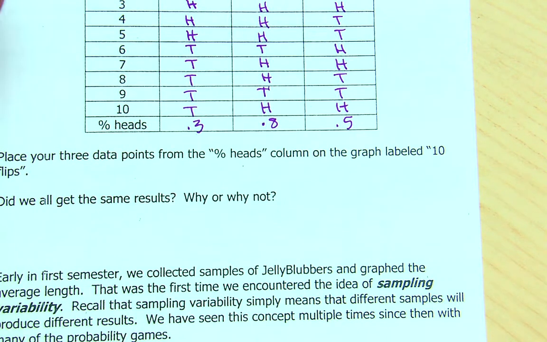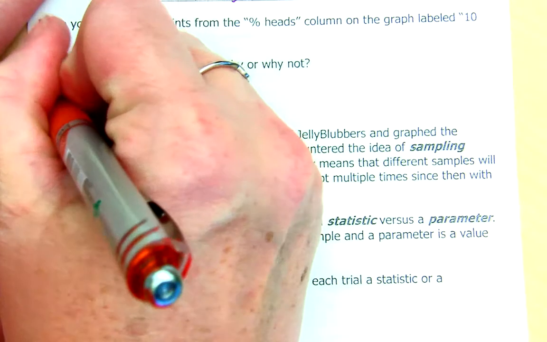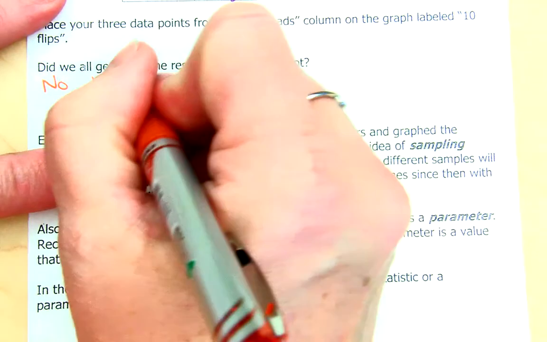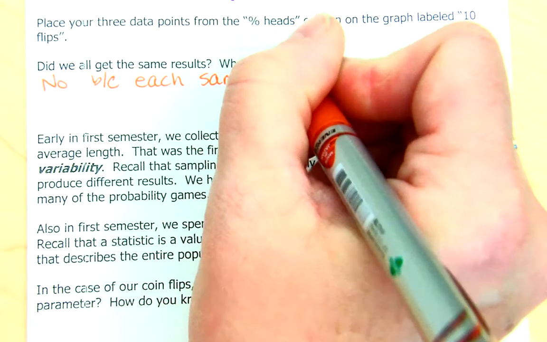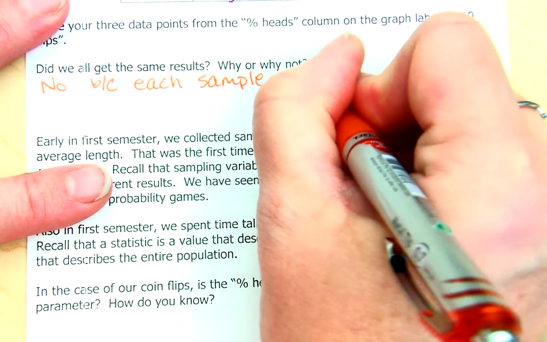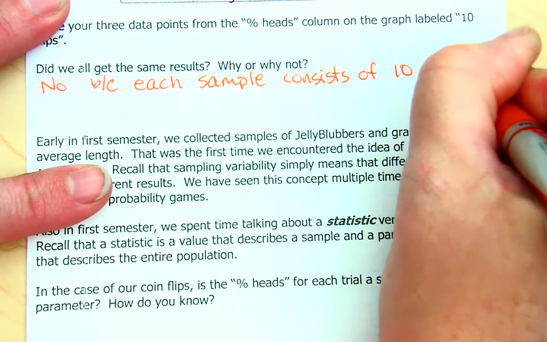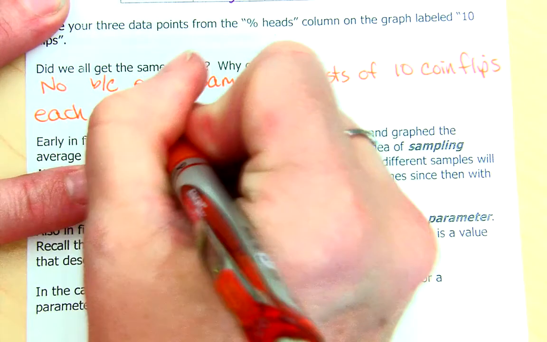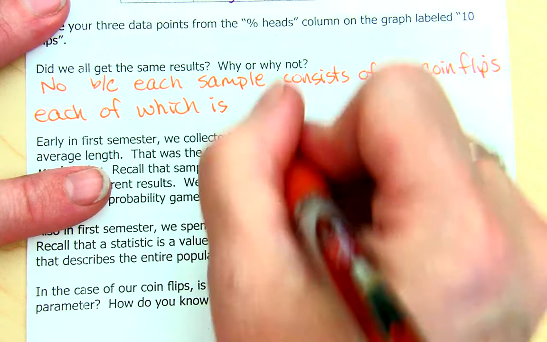Okay, so, did we all get the same results? No. I think so. No. We have a range of values over there that we got. And this is because each sample consists of 10 coin flips, each of which is independent and random.